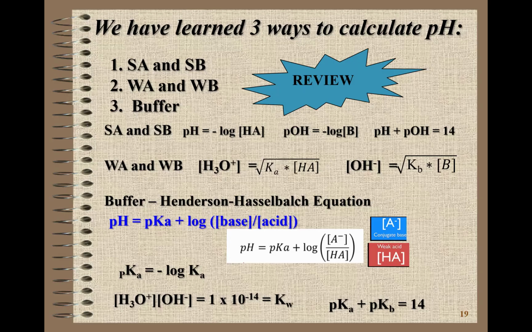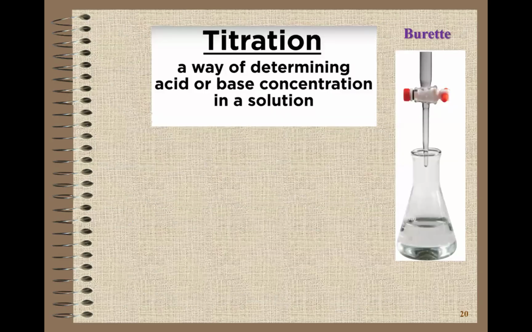pH plus pOH is 14, pKa plus pKb is also equal to 14. I'm not going to derive that for you, but it's true mathematically. Okay, so remember what we were doing. Titration is a way of determining an acid-base concentration in a solution.